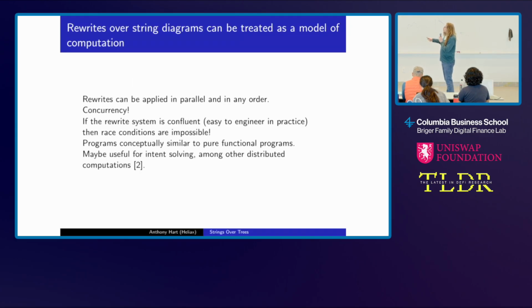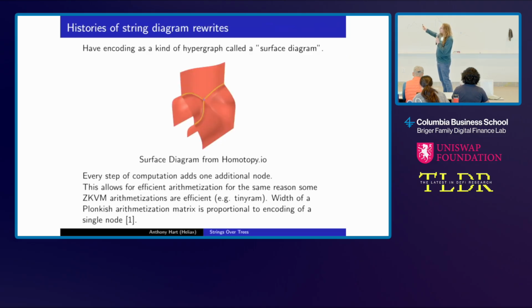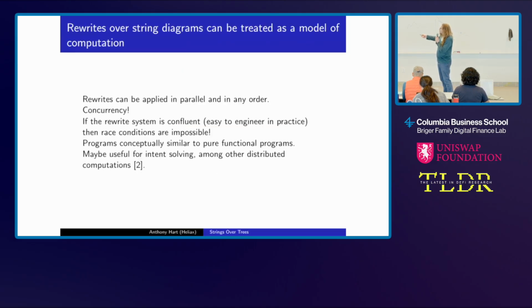Rewrites can be applied in parallel and in any order. That's concurrency. So you can treat this rewrite system as a concurrent model of computation. And if the system happens to be confluent, which is often easy to engineer in practice, then there aren't any race conditions, which is pretty nice. Programs are conceptually similar to pure functional programs. And I'm looking into them for certain kinds of generalized intent solving. It might be useful for other kinds of distributed computations.